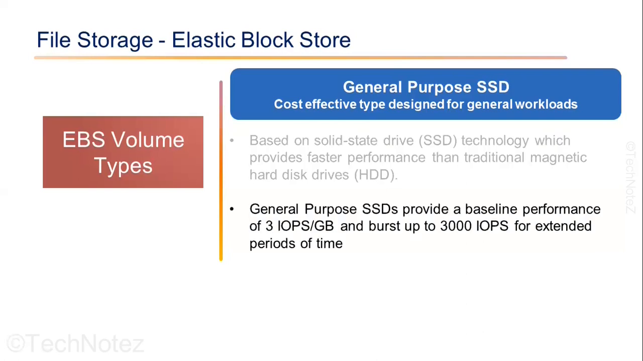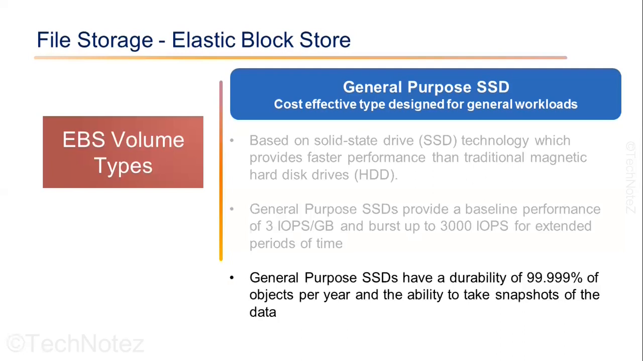General Purpose SSD provides a baseline performance of 3 IOPS per GB and can burst up to 3000 IOPS for extended periods of time. They are also designed to deliver consistent performance with low variability in IOPS performance. Additionally, General Purpose SSDs have a durability of 99.999% of objects per year and the ability to take snapshots of the data, which can be used to create new volumes or to protect the data from accidental deletion or corruption.